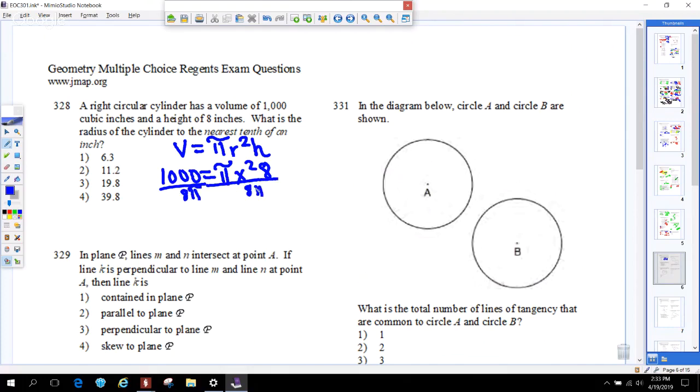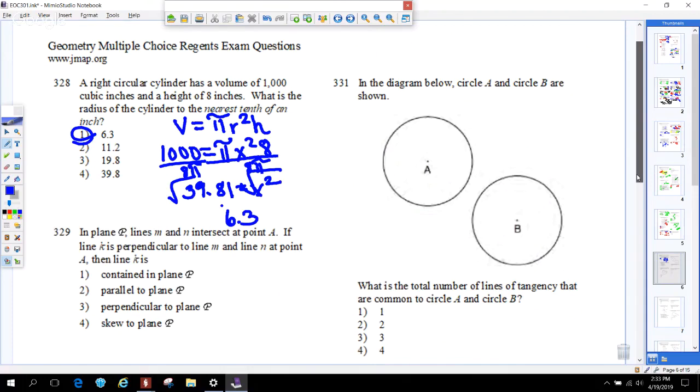And you are not going to get a fantastic calculator on the EOC. I'm not even sure if there's a pi button off the top of my head. So you might have to just divide by 3.14. And if that's the case, it's no big deal. So we'll divide by 3.14, divide by 8, and that leaves me 39.81 equals x squared. There is a square root button. You might have to hit the second key on the calculator for the EOC. And when we take the square root of this, we're left with 6.3. That's the answer to 328, choice 1.